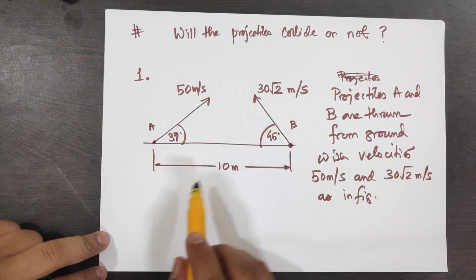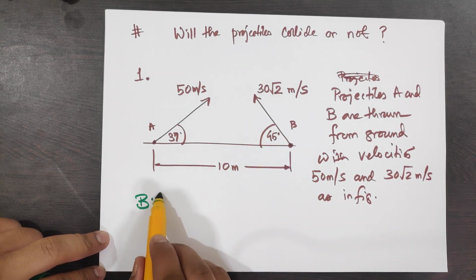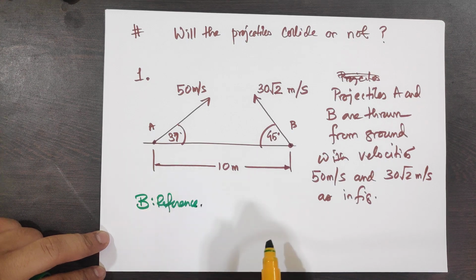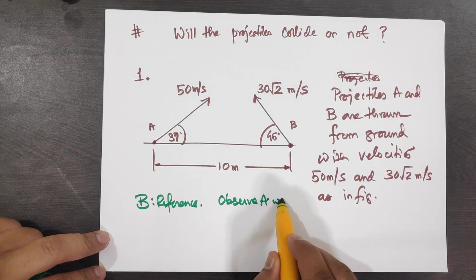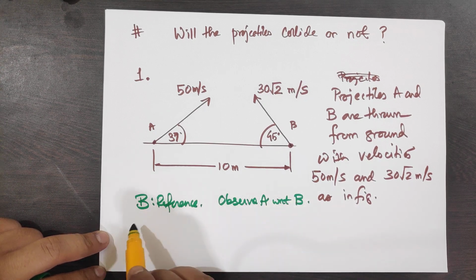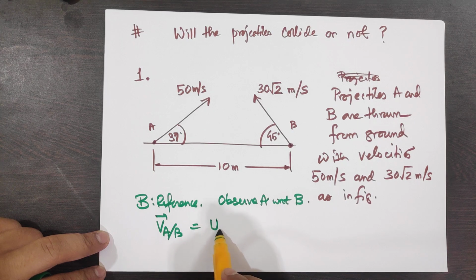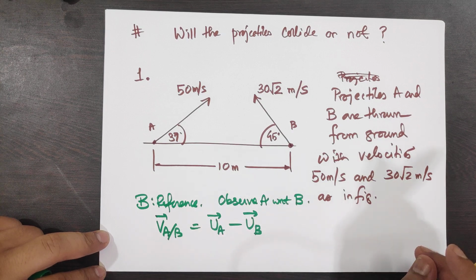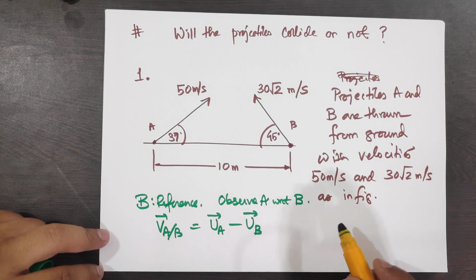That means you be yourself B. That means fix your reference to B. So B is the reference. Observe from B. Observe A with respect to B. Okay, so you know that velocity of A with respect to B is obviously, from the previous problem, UA minus UB. VA minus VB is same as UA minus UB because their accelerations are same. So relative acceleration is 0.